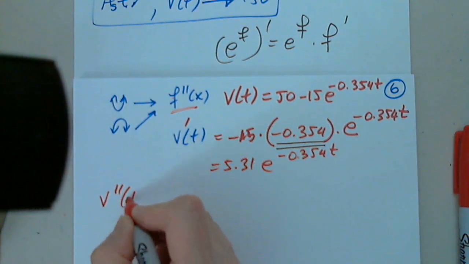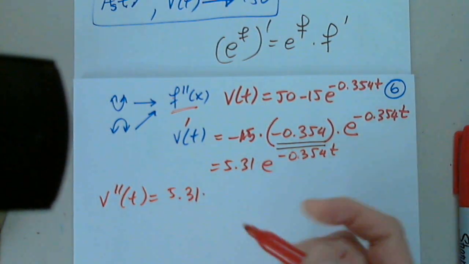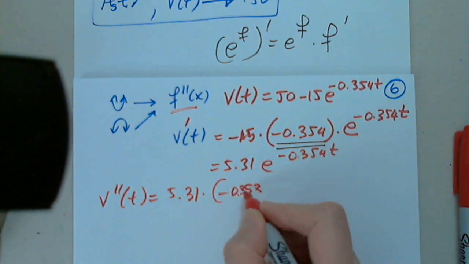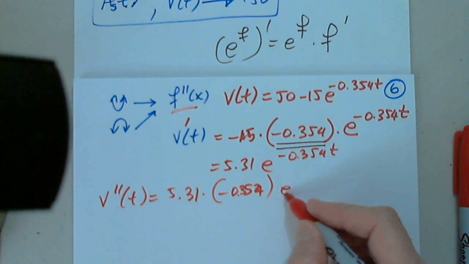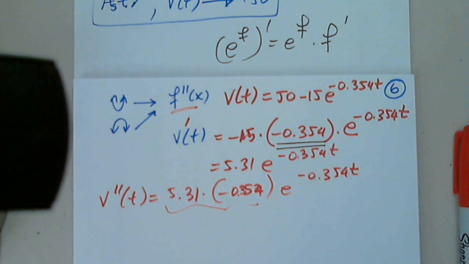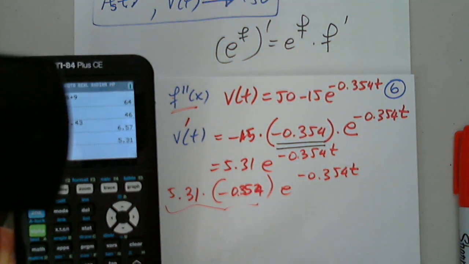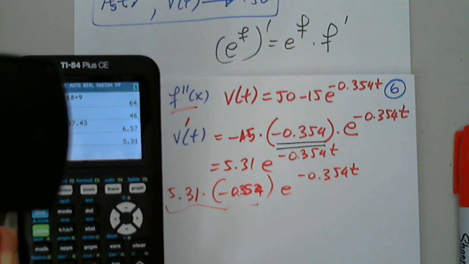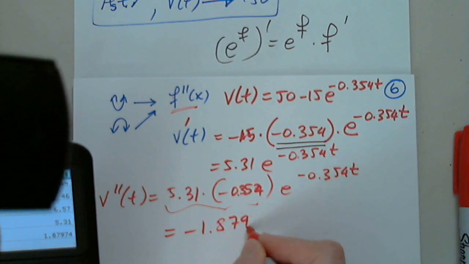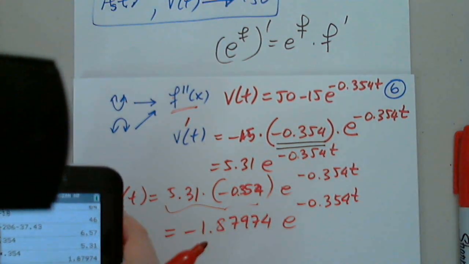So let's find the second derivative. In the same way, I have 5.31 times this number, 0.354, times e to negative 0.354t. And now I have to multiply these two. So I already have the 5.31 in, so times 0.354, and this is a negative number, negative 1.87974 e to negative 0.354t.